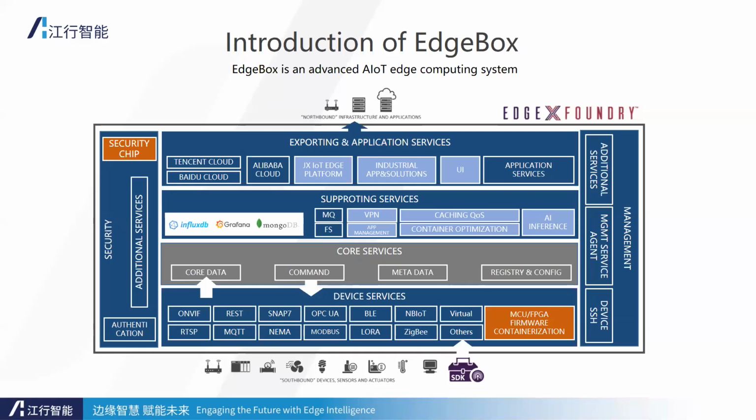The second hardware is the MCU and FPGA part. It provides the firmware containerization. This is for the MCU-based low latency control.